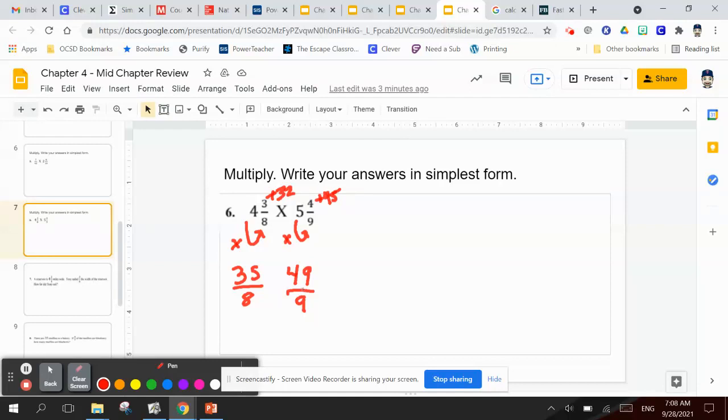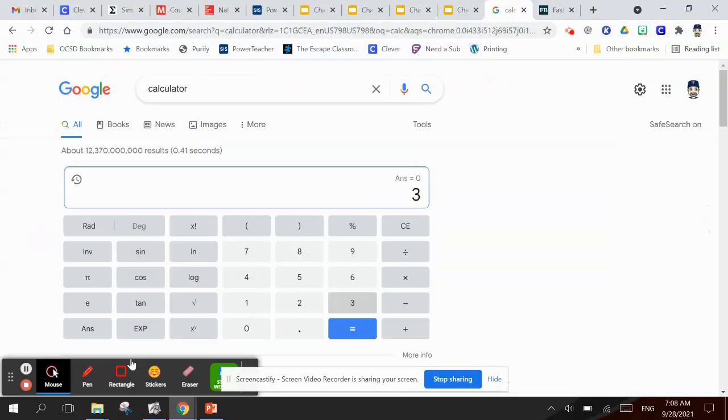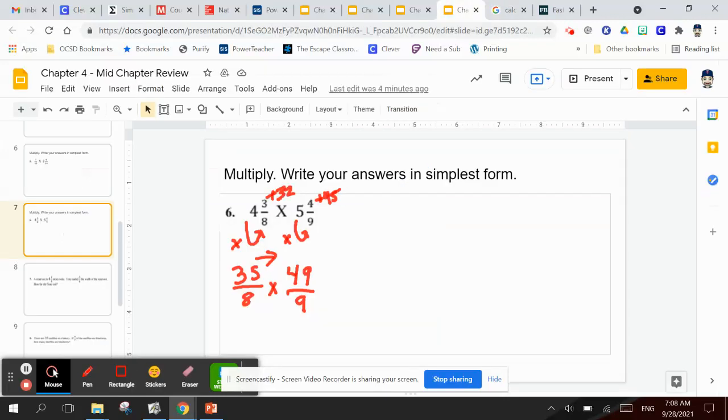Now again, the only way you can get 49 is 7 times 7 and 1 times 49. The only time you can get 35 is 1 times 35 and 5 times 7. So none of these have a common factor to it. So we're going to multiply across. So I have 35 times 49. So I'm going to use my calculator. 35 times 49, and I get 1715.